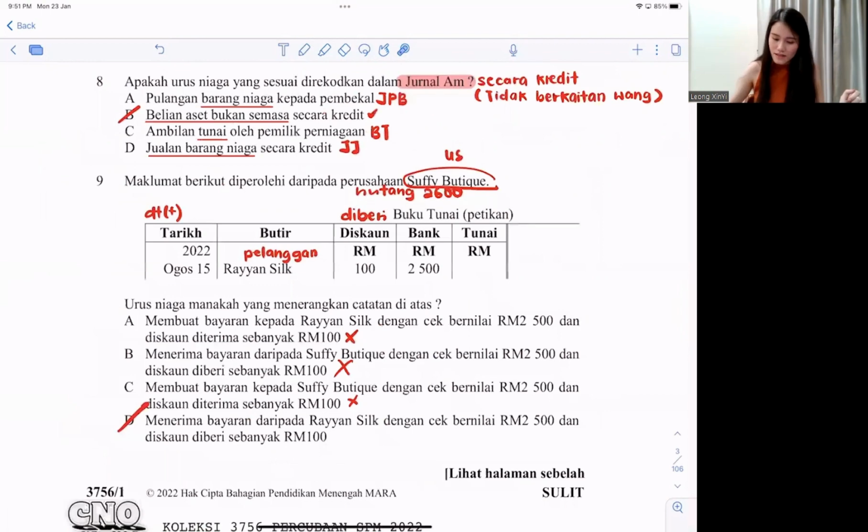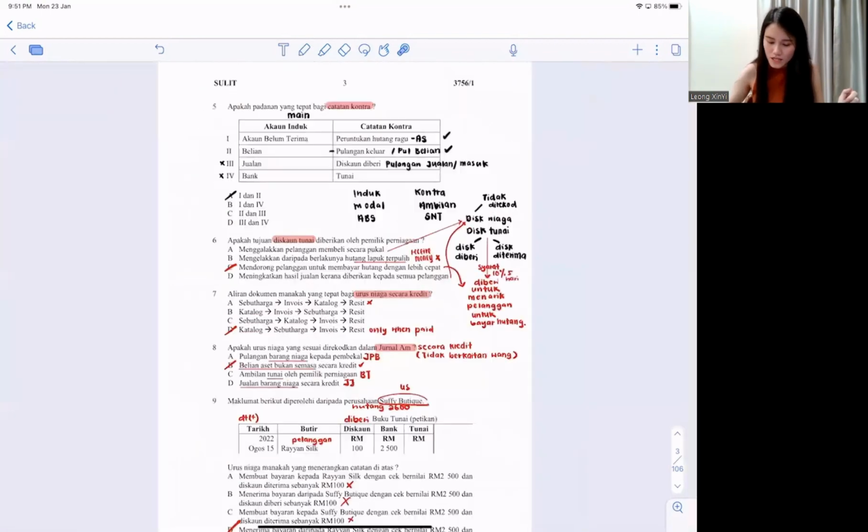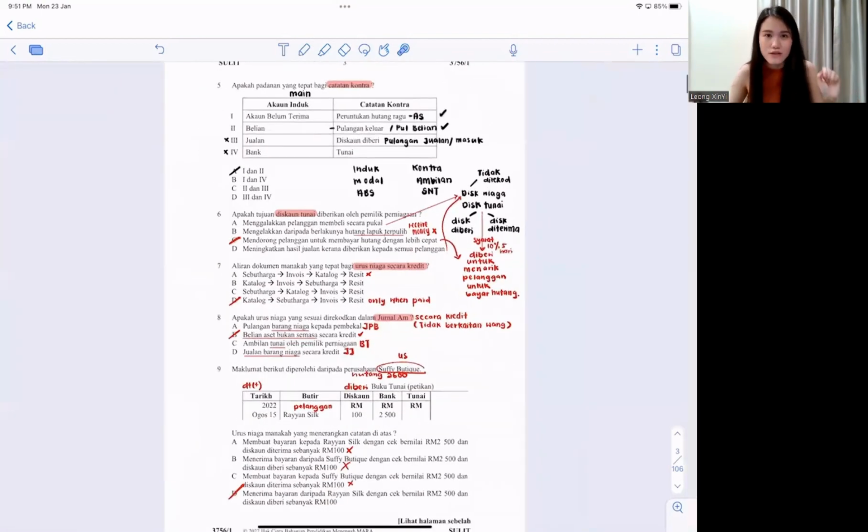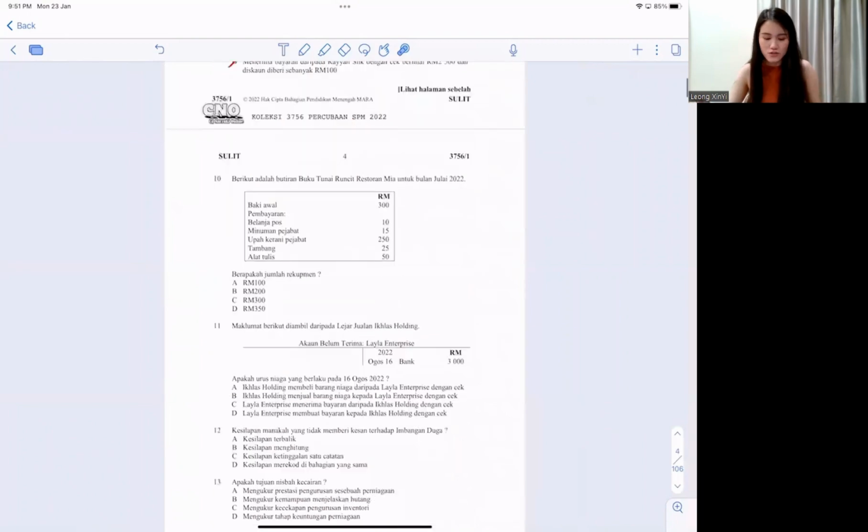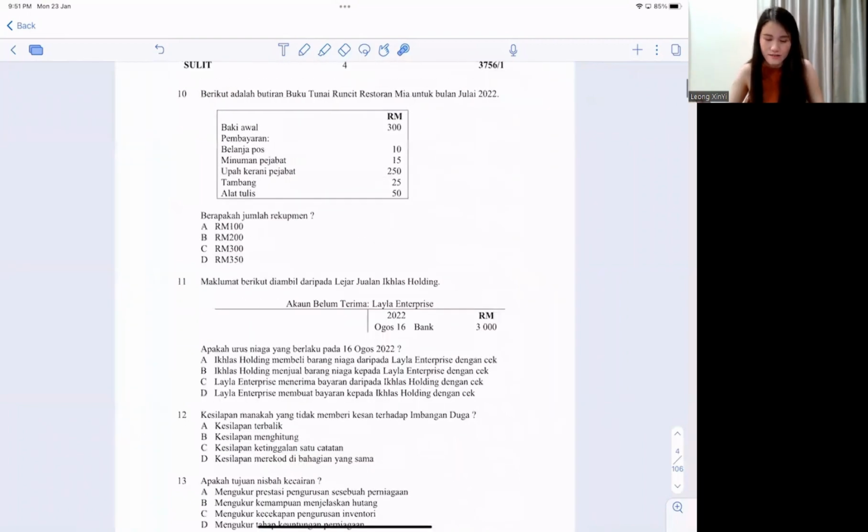All right, so I'm gonna zoom out a little. So if you guys want a screenshot, can go ahead. I'm gonna give you guys 3 seconds. 1, 2, 3. Okay, let's move on to question 10 to 30.